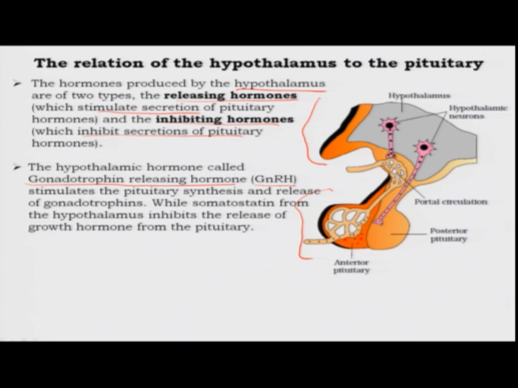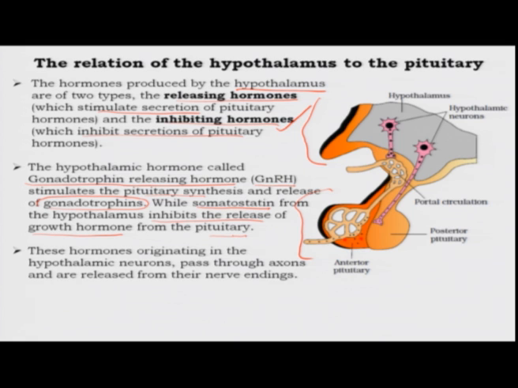This stimulates the pituitary gland to synthesize and release a class of hormones known as gonadotropins, while somatostatin is an example which is secreted from the hypothalamus, but belongs to the inhibitory kind of hormone, which inhibits the release of the growth hormone from the pituitary gland. So, these are two examples, one of a releasing hormone and the other of an inhibiting hormone.